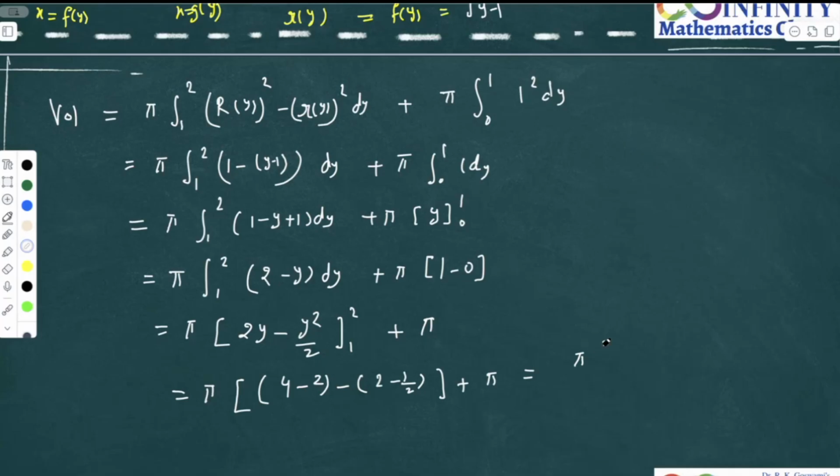So it is pi. 4 minus 2 is 2 there. 2 minus 1 by 2 is going to be negative 3 by 2. So when you simplify all this, let me just take 1 also. When you simplify all this, I hope you will get 3 by 2 pi there without any issue. It is a basic calculation for you.